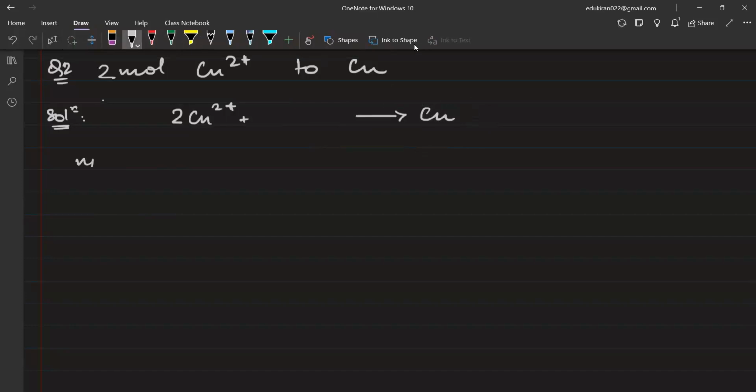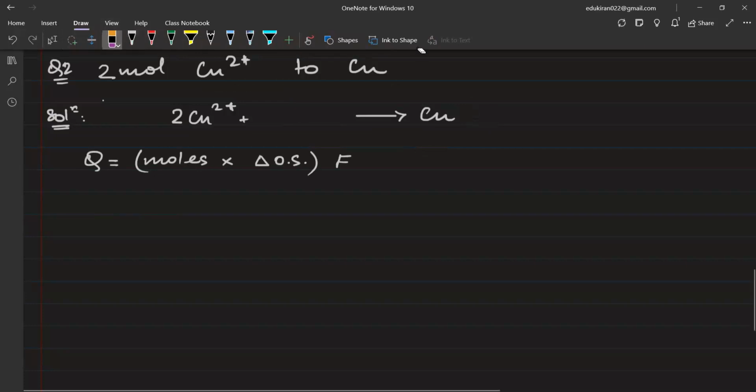So always look at the number of electrons, and if you also have to find the charge, Q will be equal to the number of moles multiplied by the change in oxidation state. Whatever value comes, multiply it by Faraday, that will be the charge. As you can see, what is the change in oxidation state? The oxidation state here is +2, and here it is 0.